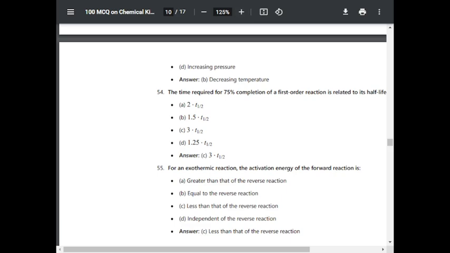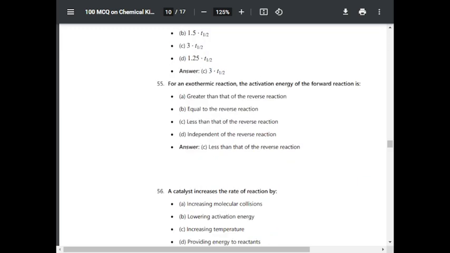Question number 55. For an exothermic reaction, the activation energy of the forward reaction is. Option A, greater than that of reverse reaction. Option B, equal to reverse reaction. Option C, less than that of reverse reaction. Option D, independent of the reverse reaction. The correct answer is C, less than that of reverse reaction. Option C is correct. For an exothermic reaction, the activation energy of forward reaction is less than that of reverse reaction.